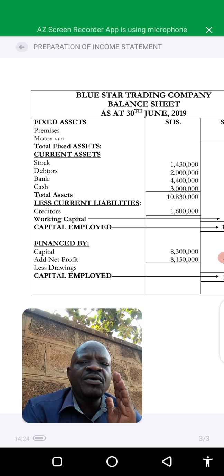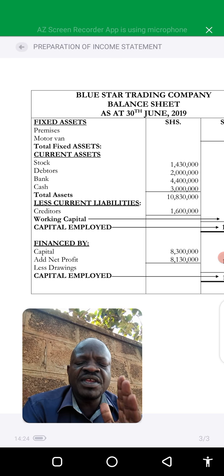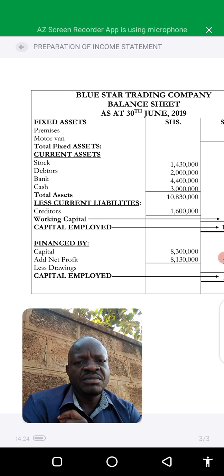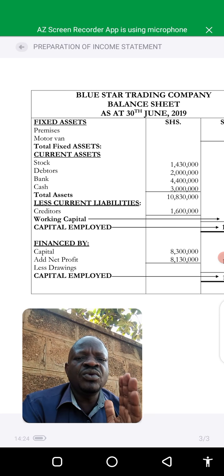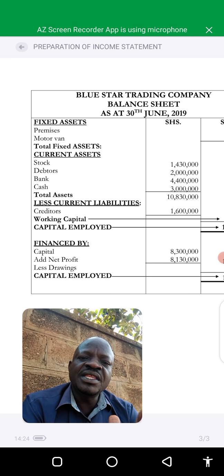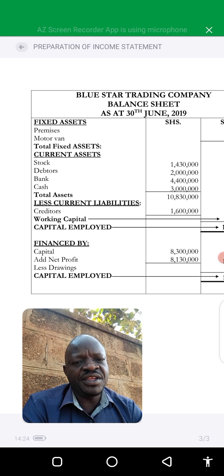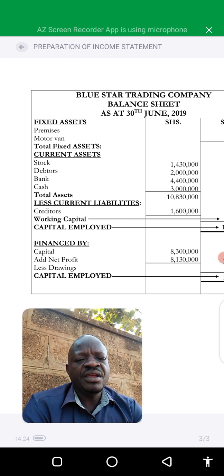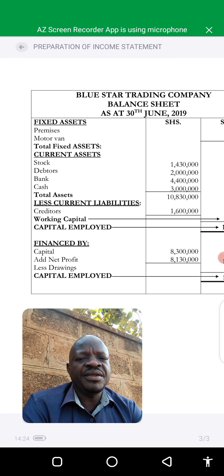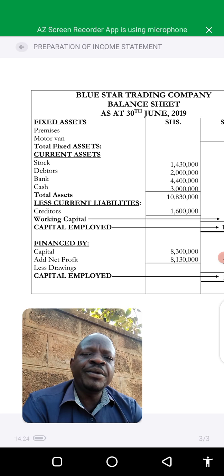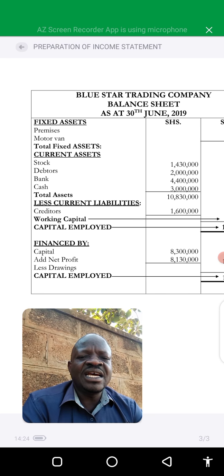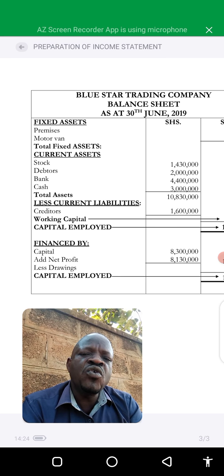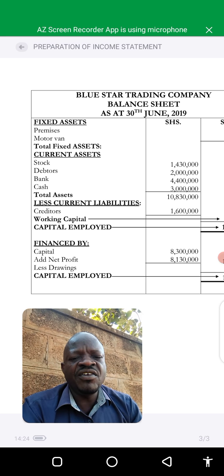Now, when we finish preparation of the income statement, the next step is to prepare a balance sheet. A balance sheet will also have those 3 lines you see, but it is one heading in different lines. What is the name of the business? Blue Star Trading Company. What are you preparing? Balance sheet. When are you preparing it? As at 30th June. Now, this one is not for the year, but for only one day at the end of the year.